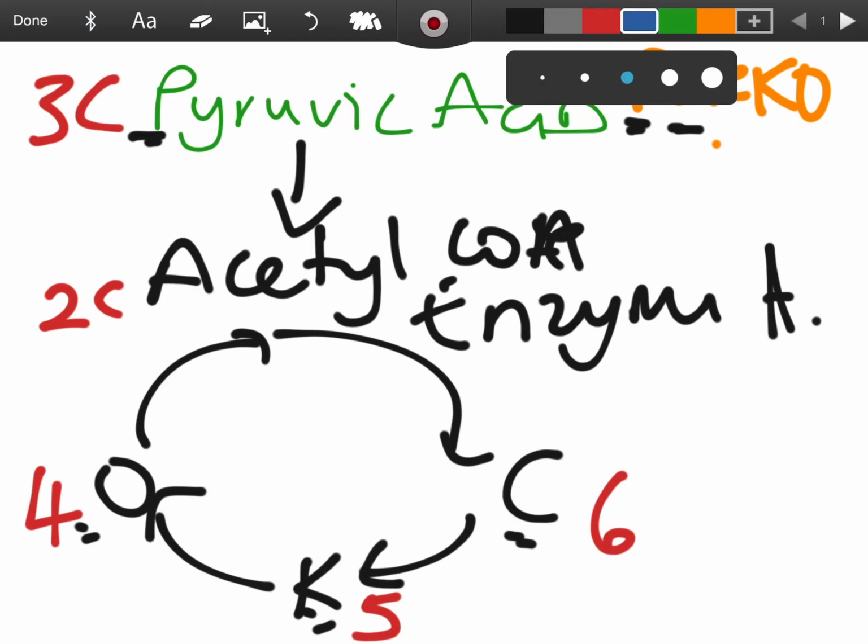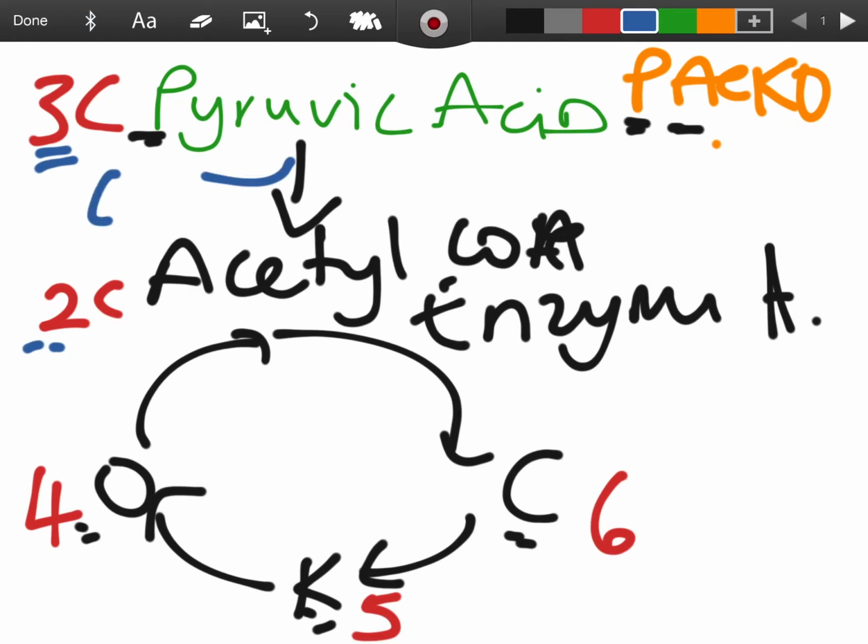Okay, now so pyruvic acid is broken down to acetyl coenzyme A. I've already said that pyruvic acid is a 3-carbon molecule and acetyl coenzyme A is a 2-carbon. So you must lose a molecule of carbon dioxide. Any time that you go from a 3-carbon to a 2-carbon, where is the carbon atom going? It's going as the carbon in your carbon dioxide.